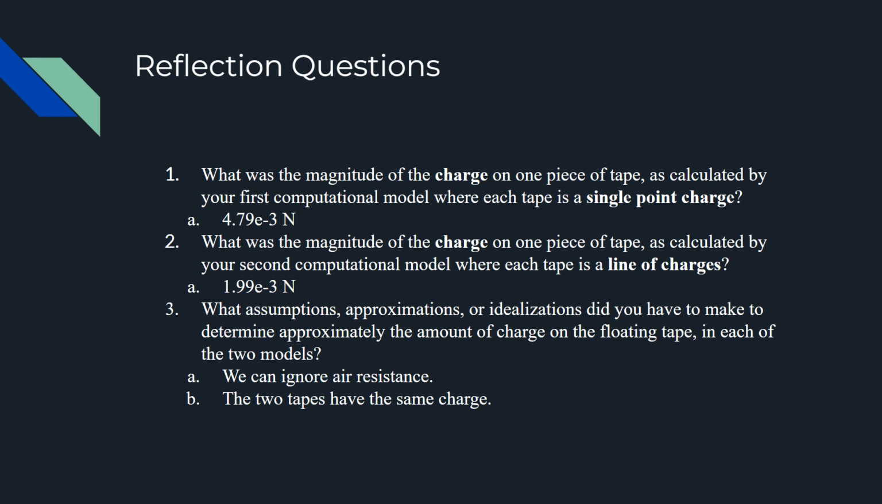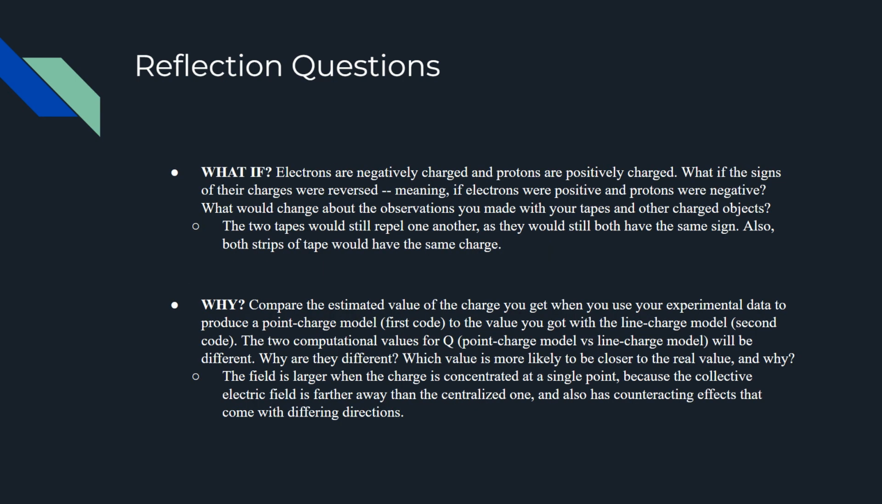So the magnitude of the force with the charge on one piece of tape as a single point charge was 4.79e-3 newtons, which is greater than when it was calculated as a line of charges. And this is, again, using the assumptions that we can ignore air resistance and the two tapes have the same charge. So we can conclude that the two tapes would still repel one another, as they would still have the same sign if the signs were inversed.